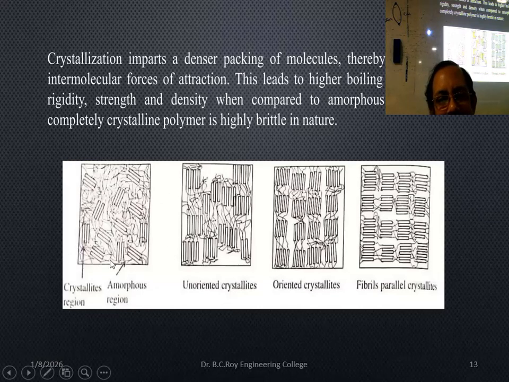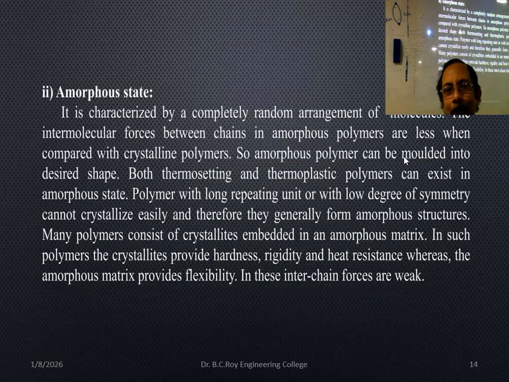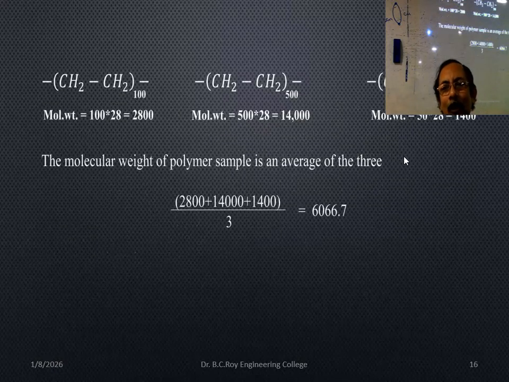This amorphous region and crystalline region will be there in all polymers. Some polymers will have more crystallinity, some will have more amorphous nature and less crystallinity. But both properties are inherent. They will be there in all. Any polymer you analyze, you find crystalline and amorphous properties both inside. The structure is like this. Amorphous state, crystalline state. Now coming to molecular rate.